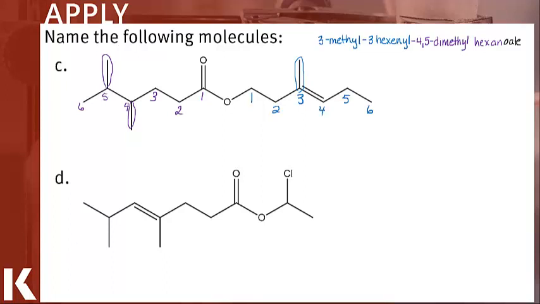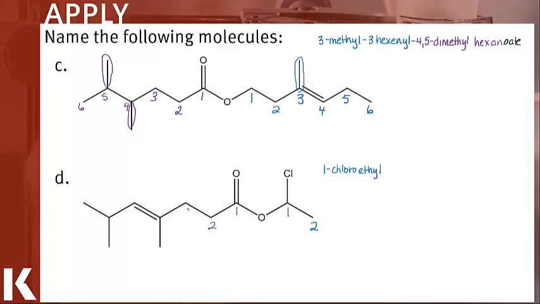For our final piece, we're going to start with our alkyl portion. I have 1, 2 carbons, which makes this an ethyl group. And I have a chlorine off of the first carbon. So this is going to be a 1-chloroethyl group.